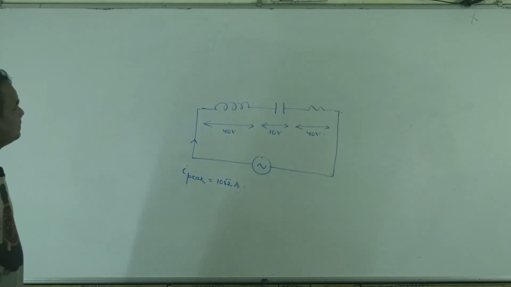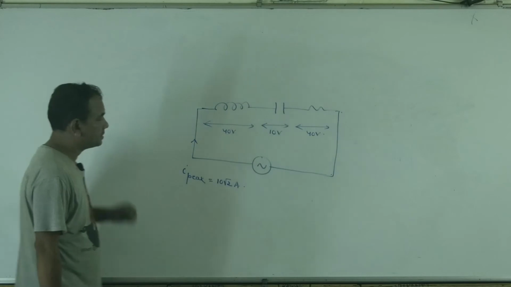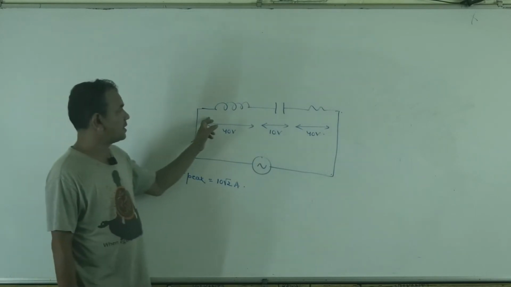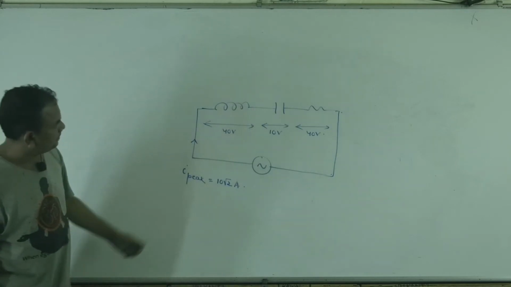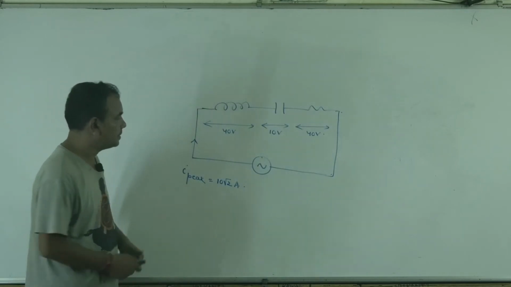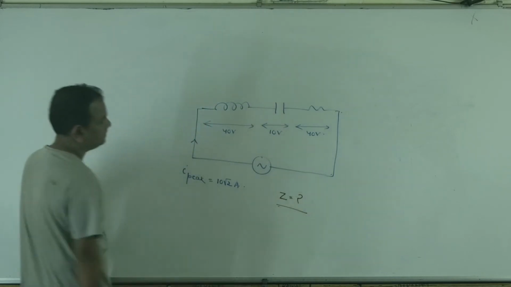Another question from alternating current itself. A series LCR circuit is connected to an AC source. Potential drop across the inductor is 40, across the capacitor is 10, across the resistor is 40, and the peak current is given as 10 root 2 ampere. Find the impedance of the circuit, meaning Z.